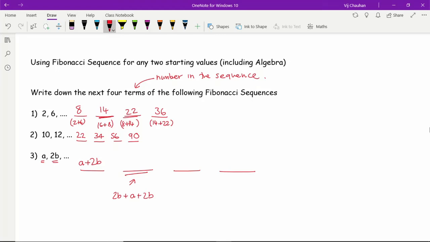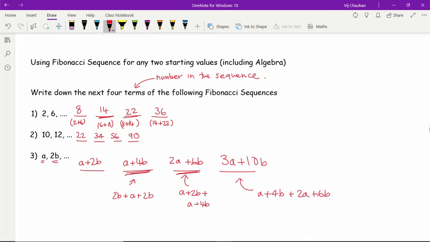So using collecting like terms, if you're not sure about collecting like terms, I'm sure I'll do a video on that. So here we've got A plus 4B. Then for this term here, I'm going to do A plus 2B plus A plus 4B, which gives us 2A plus 6B. And then for this term here, I'm going to add the previous two terms together. So I've got A plus 4B plus 2A plus 6B, which gives me 3A plus 10B altogether.